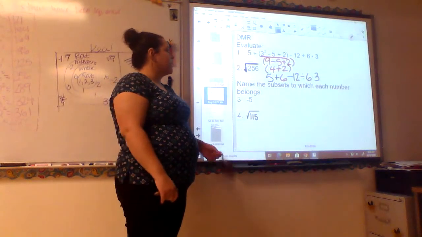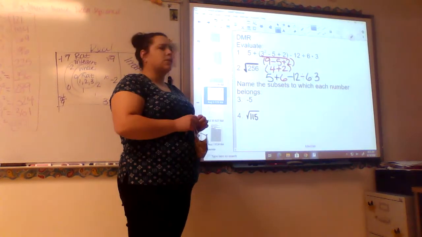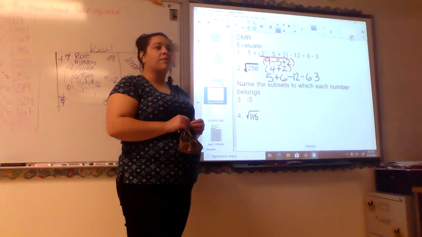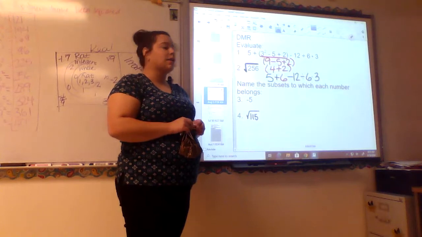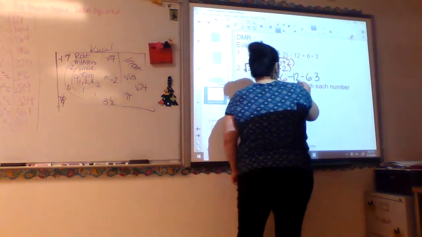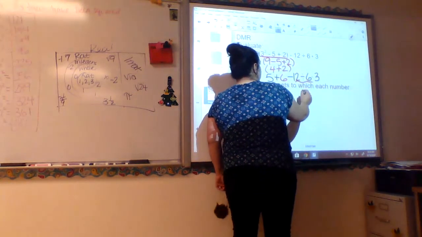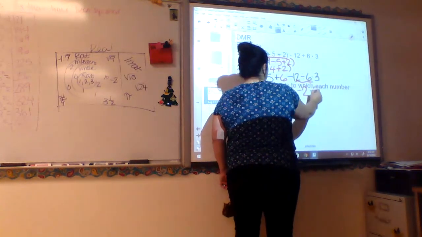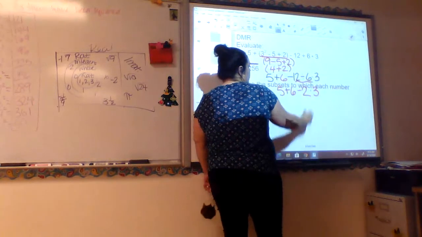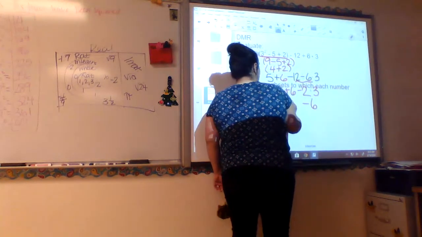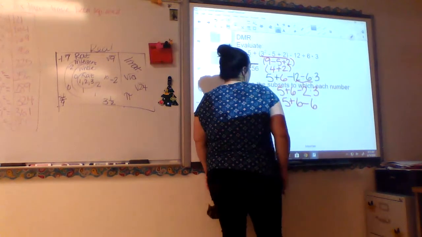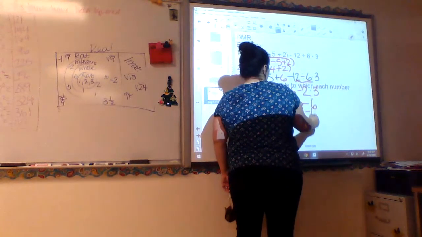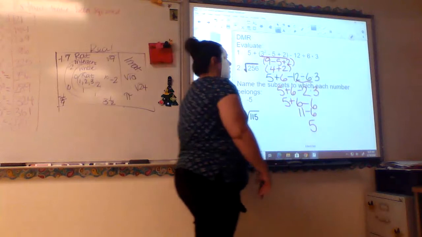All right, after I finish out my parentheses, I don't see any exponents, so I'm going to multiply and divide from left to right, right? So I'm going to start here. I'm going to do 12 divided by 6, which is 2. And then I'm going to rewrite everything I haven't done yet. Then I'll multiply. 2 times 3 is 6, and write everything I haven't done yet. And then I'll add and subtract from left to right. So 5 plus 6 is 11, and 11 minus 6 is 5.